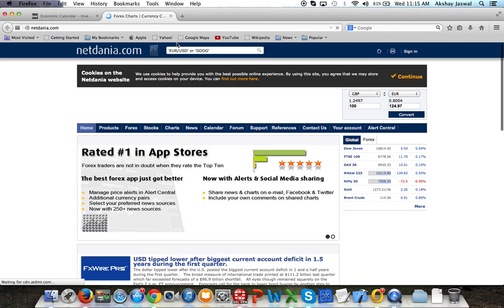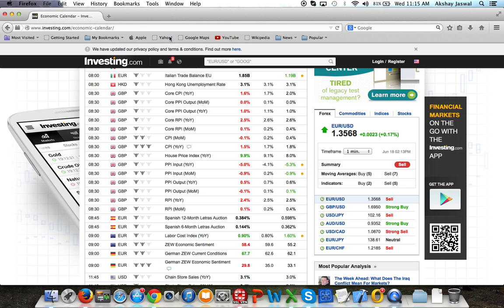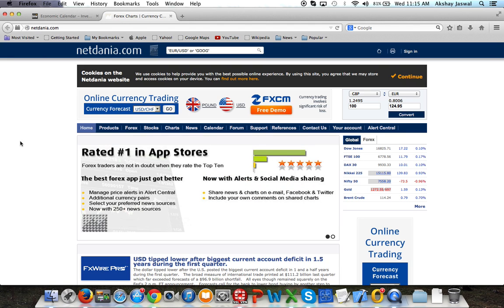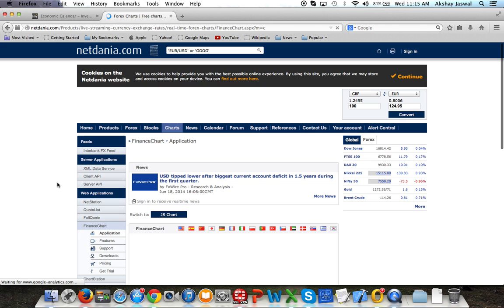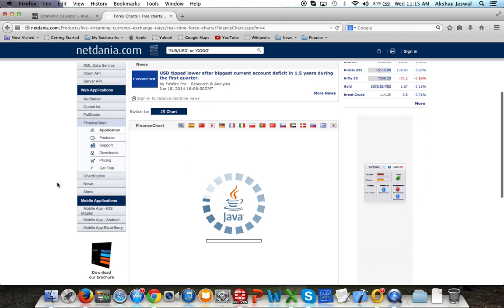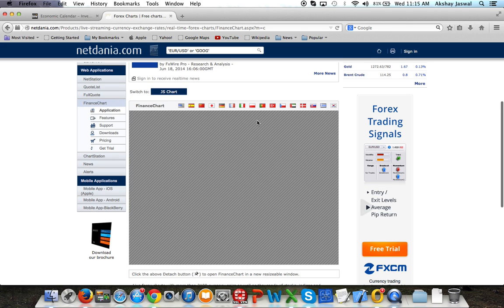It seems it got stuck at this point. Let me reload. Hold on. Wow. Okay. Click on the new window, netdania.com, and then click on charts. And if you go here, the Java app is loading and the chart will come up.